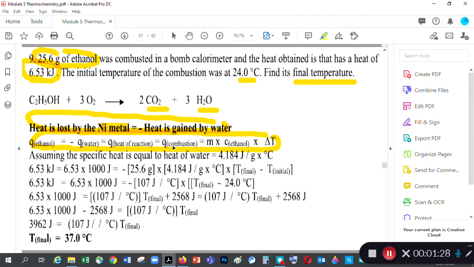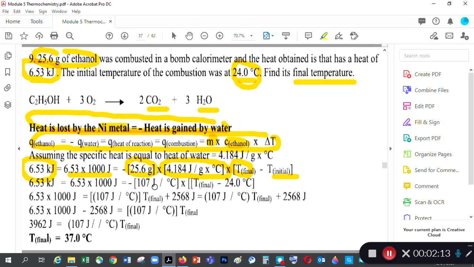We call it heat of combustion, heat of reaction, and it is given as mass multiplied by specific heat of ethanol multiplied by delta T. The question is to find the final temperature. The value of the heat is given to us, and it has to be converted from kilojoules to joules. Then we have the mass, and the specific heat of the ethanol, which we assume to be that of H2O. Then we have T final minus T initial. The T initial is given to us to be 24.